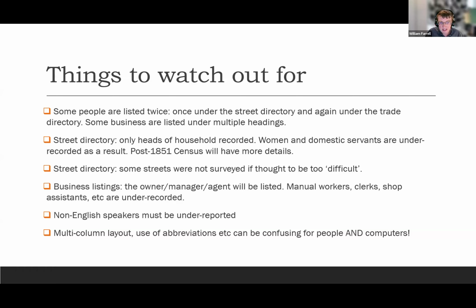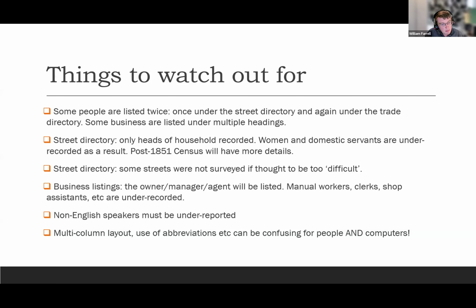For the business listings, the person whose name is listed against the business is the owner, the manager, or the agent. So the employees, particularly manual workers, clerks, shop assistants, and apprentices, are under-recorded. Some of those people might appear in the street directory if they were the head of household and they lived in a fairly respectable street, but it adds up to the under-recording of that type of person.